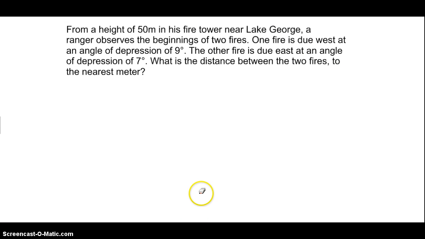It says, from a height of 50 meters in his fire tower near Lake George, a ranger observes the beginnings of two fires. One fire is due west at an angle of depression of 9 degrees, and the other fire is due east at an angle of depression of 7 degrees. What is the distance between the two fires to the nearest meter? Okay, so what we have here is a ranger up in his tower, okay? And the ranger, let's say he's right here. We know that this height is 50 meters, okay?